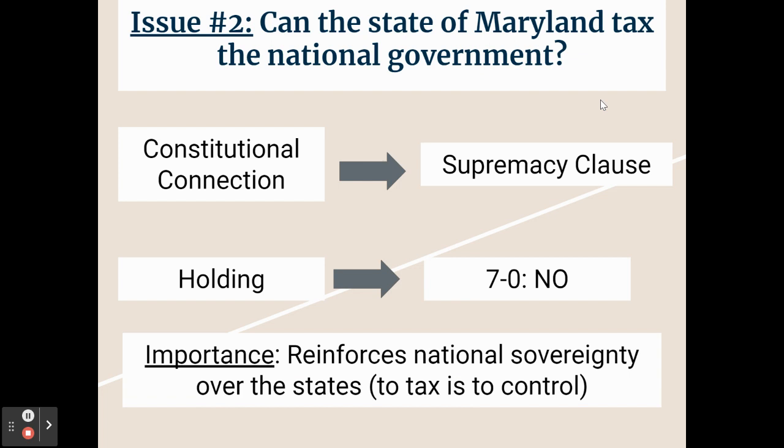And the importance of this is that it just reinforces the idea of national sovereignty and supremacy over the states. That to tax somebody indicates control over them, and that the states don't control the national government, but the national government has some degree of control over the states. So McCulloch versus Maryland is a massive victory on both issues for the national government and a massive blow to state government powers on both issues.